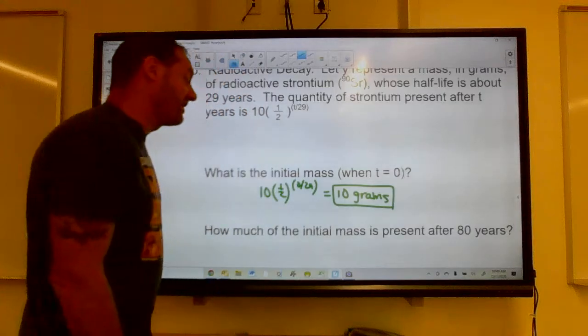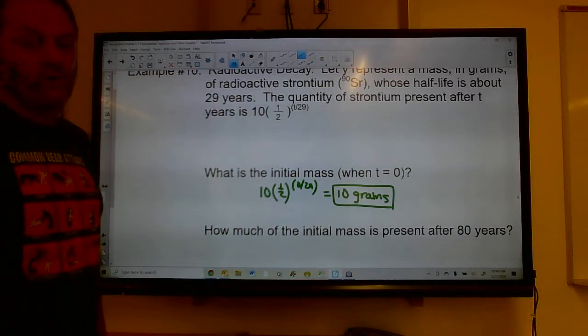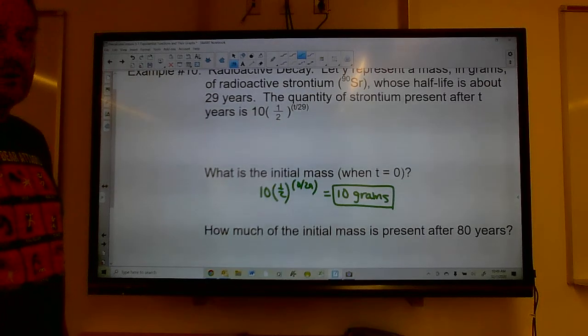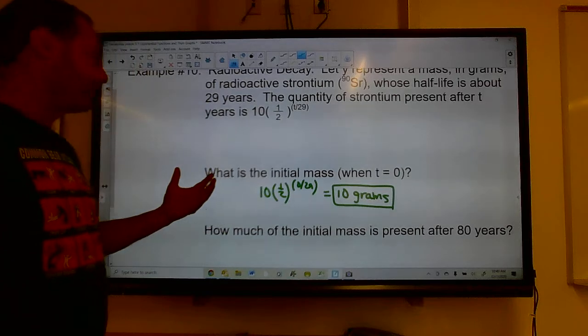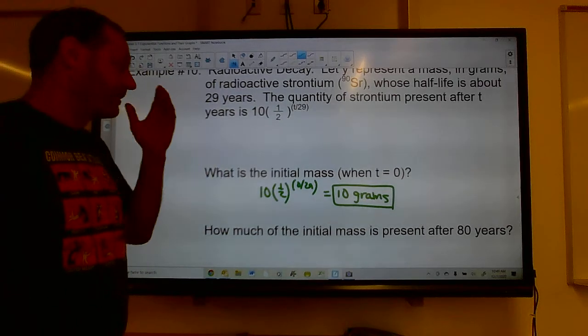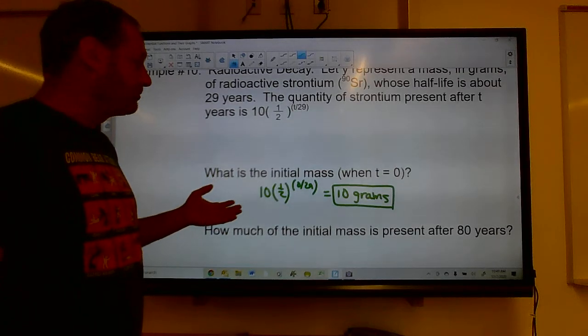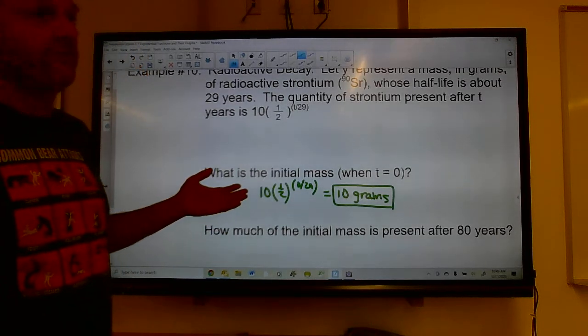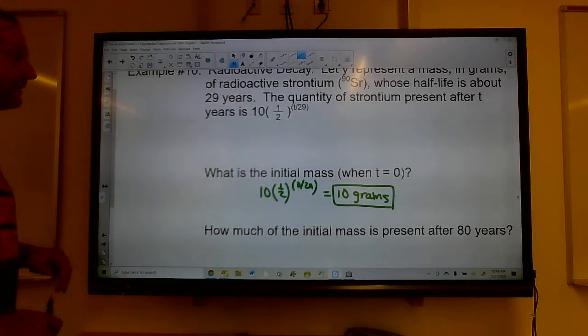So in 29 years, I'll have 5 grams. In 58 years, I'll have 2.5 grams. Now, it doesn't disappear. The other stuff becomes some other element. So after 58 years, I'll have 2.5 grams of strontium, and 7.5 grams of whatever strontium decays to.